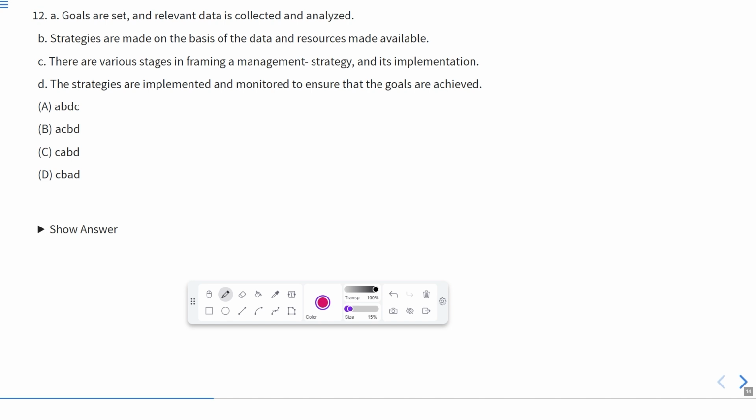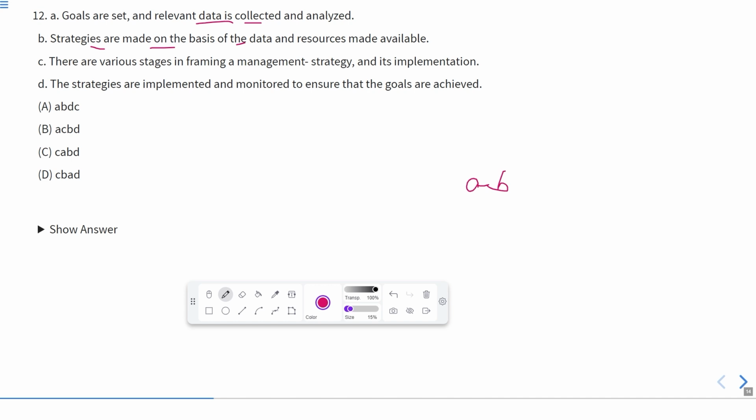So let us try to do this 12th question. Again, we have been given 4 sentences which we have to make a sequence. Goals are set and relevant data is collected and analyzed. Strategies are made on the basis of data and resources made available. Now, here data is collected, and after that, strategies can be made on the basis of that data that has been collected. Therefore, this B can follow this sentence A, but it cannot begin the sequence.